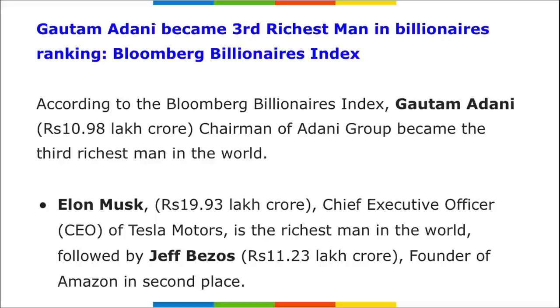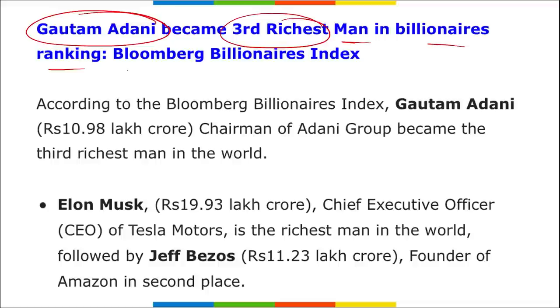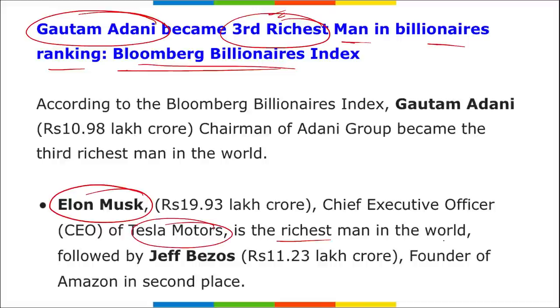Next, we talk about Gautam Adani. He became the third richest man in the billionaires ranking as per Bloomberg's billionaires index. We know he was the second richest person. He was the richest person from India and the richest person from Asia also. But now he has been slashed down to third position to become the third richest person of the world. So on the top position is Elon Musk, the chief executive officer of Tesla and the richest man in the world. Then on second position now he will be again Jeff Bezos, the founder of Amazon, is in the second place now. All right.